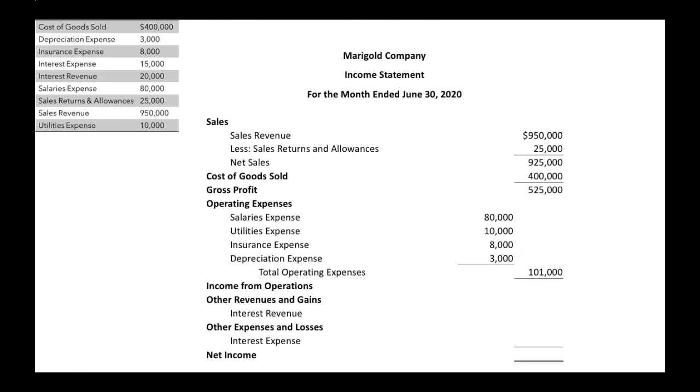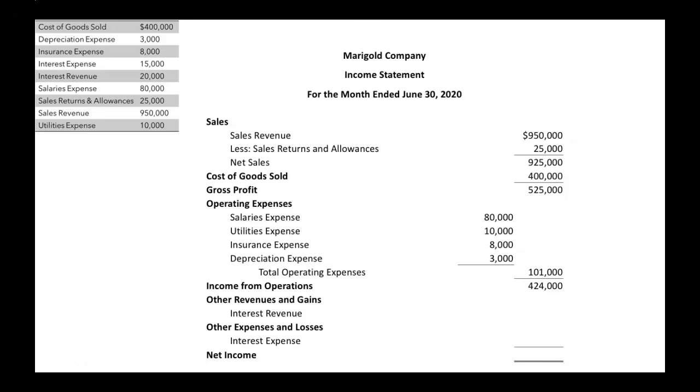Our next line is income from operations. Your income from operations will be your gross profit minus your operating expenses. So we had a gross profit of $525,000 and total operating expenses of $101,000. So our income from operations will be $424,000.